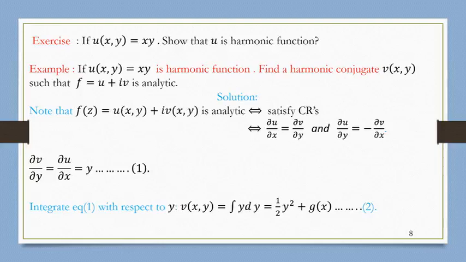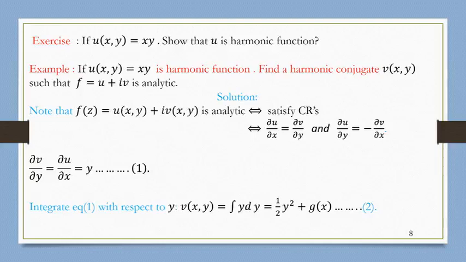Okay, another example now. If we have the function u(x,y) equal to xy, which is harmonic now. So the function given is a harmonic function. Find the harmonic conjugate phi(x,y) such that u plus i phi is an analytic function. To solve this, we need to recall that f(z) equal to u(x,y) plus i phi(x,y) is analytic if and only if it satisfies the Cauchy-Riemann equations.